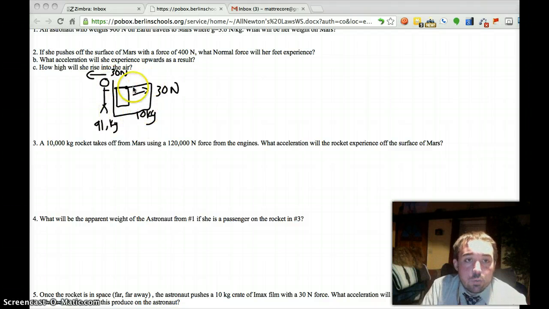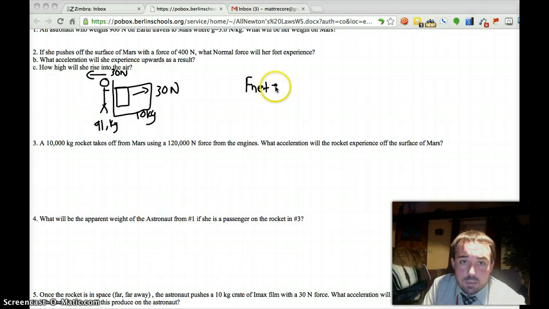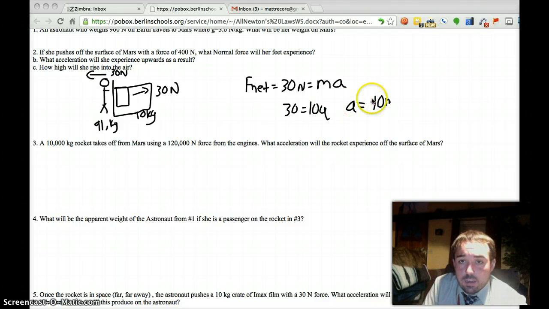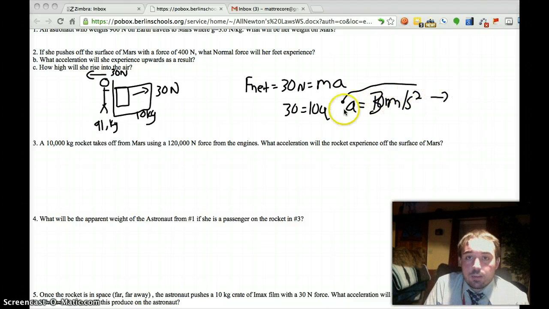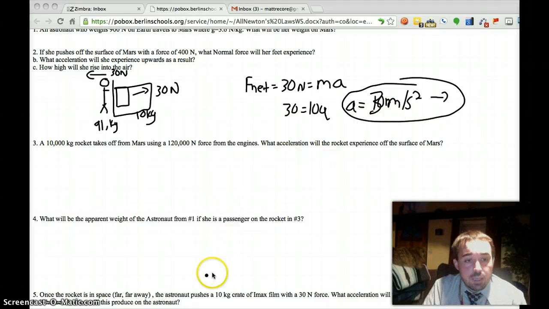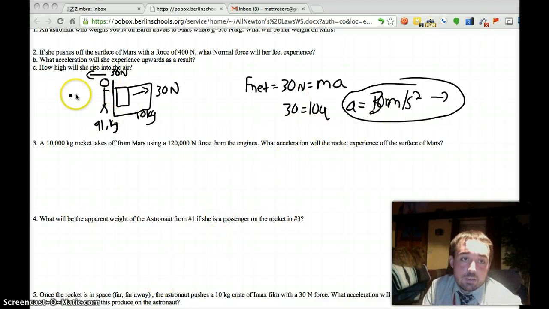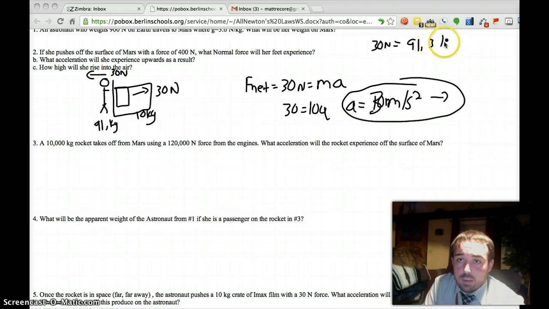So on the box, there's one force. The net force on the box is 30 newtons, which equals the mass of the box times the acceleration of the box. So 30 equals 10A. Our acceleration of the box is 3 meters per second squared as drawn to the right. That's part A. For part B, it's the acceleration of the astronaut. You're going to set it up. We're going to run out of time, but it's 30 newtons equals 91 point whatever kilograms times A. Solve for A, and you'll get your answer.